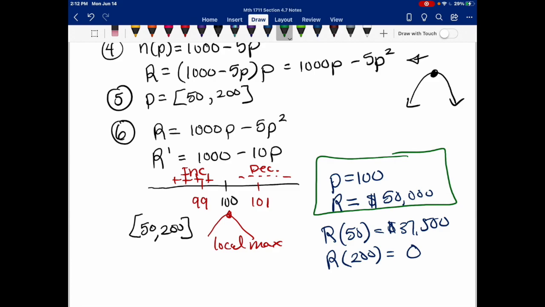So this value right here, P equal to 100, is going to be the best price to maximize the revenue. So if this company charges $100 a day for the car rental, they're going to get a maximum revenue of $50,000.